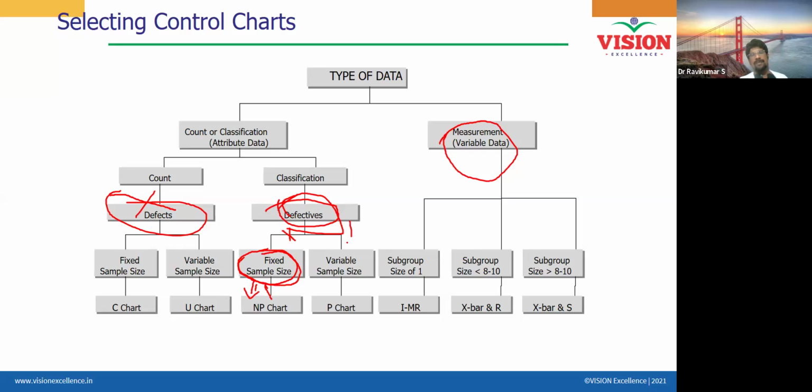Suppose every time your sample number varies. At 9 o'clock you are inspecting 10, at 10 o'clock you are inspecting 15, at 11 o'clock you are inspecting 12. So that is a variable sample size defective chart. In that case, you have to go for a P chart.